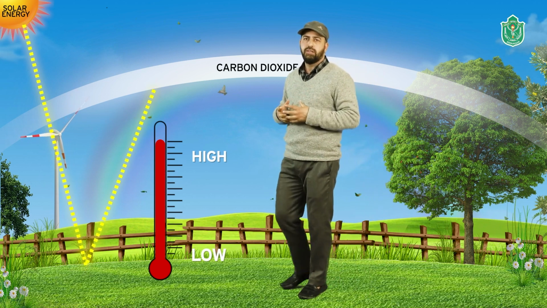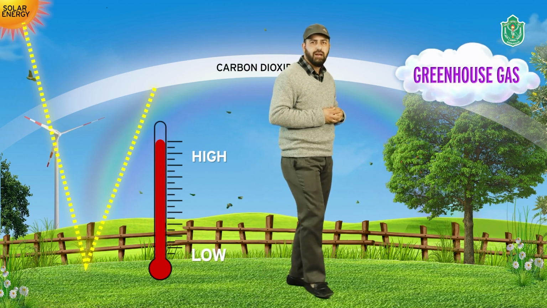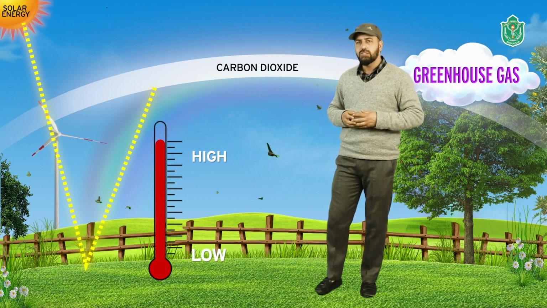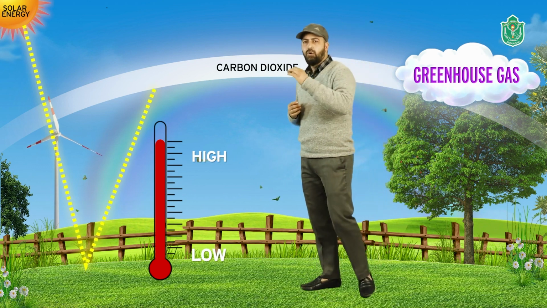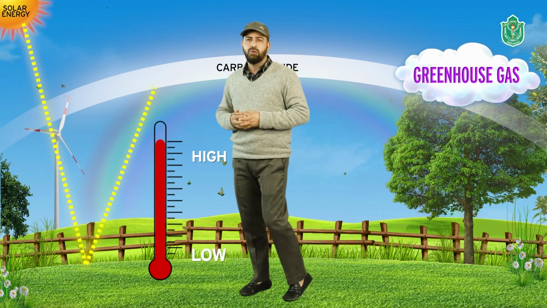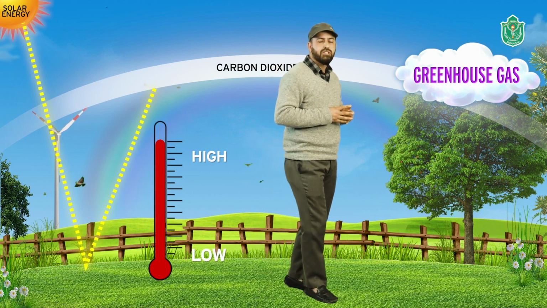This is why, children, carbon dioxide is also known as greenhouse gas, and carbon dioxide produces greenhouse effect. It is because of this greenhouse effect that our earth remains warm.